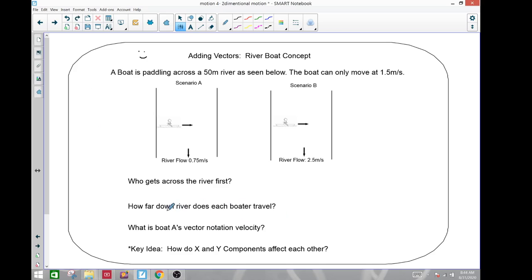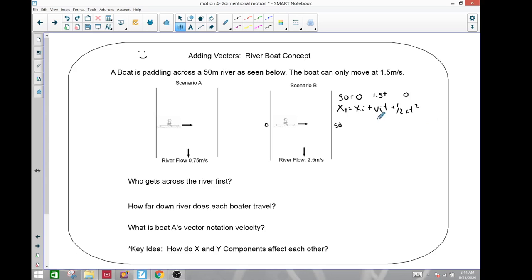So who gets across the river first? As I mentioned, they're running individually. The main formula we're looking at is x(t) equals x initial plus v initial t plus 1/2 a t squared. My distance here is 0 to 50, so this is going to be 50. This is 0. My velocity is 1.5. And then there's t, the time it takes to get across, and there's no acceleration.